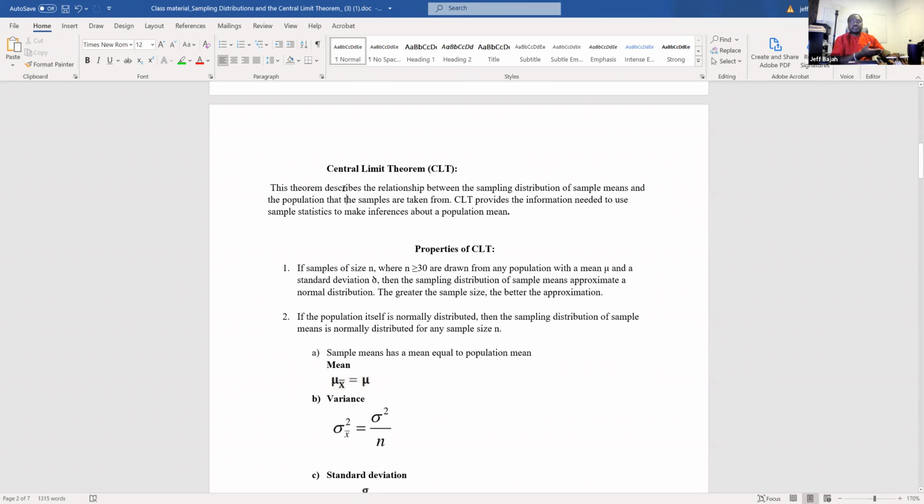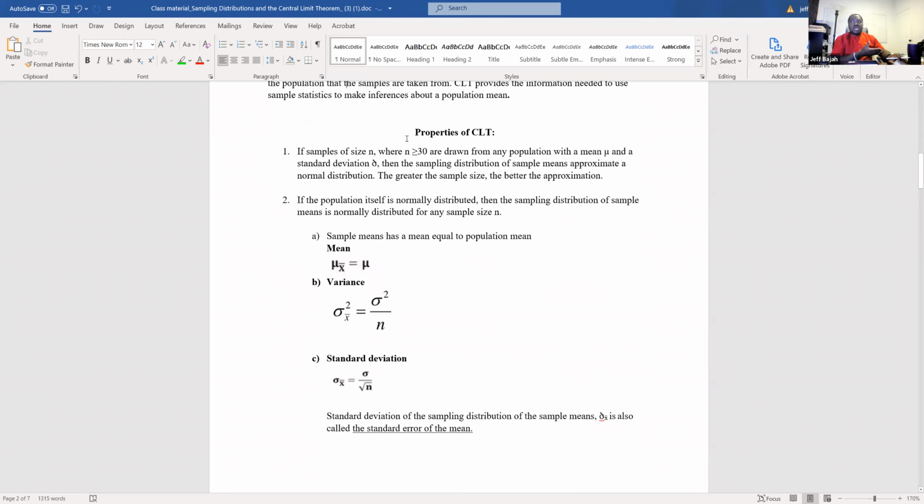Right? Now, let's look at the properties of CLT. CLT has two key properties, right? One of the properties is, for you to use CLT to solve questions, the difference between CLT and normal distribution is that with CLT, we tend to have a sample size. We pull the sample size to check.